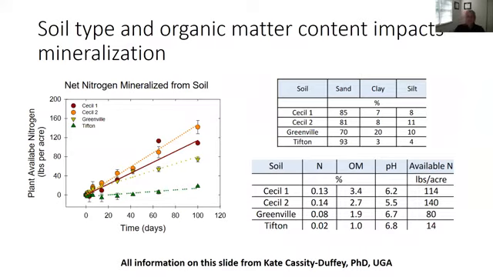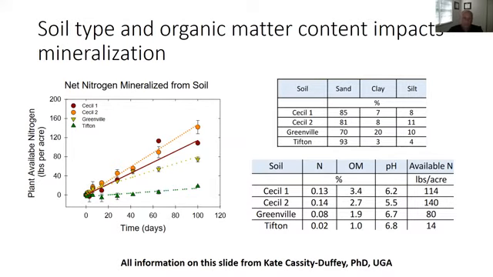So this is some information that Kate Cassidy Duffy, a PhD graduate from the University of Georgia several years ago, looked at. She looked at nitrogen mineralization with a range of different organic fertilizers in different settings. But this slide here, which is all of her data, shows plant available nitrogen across different soils. And so this is just latent available nitrogen mineralized from different soils, starting at day 0, that was her 0 point.